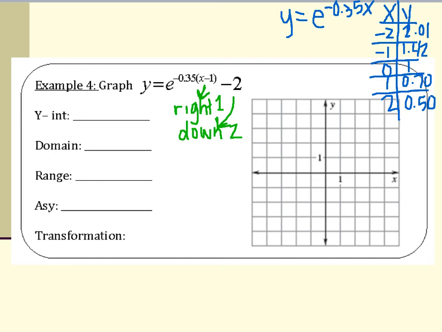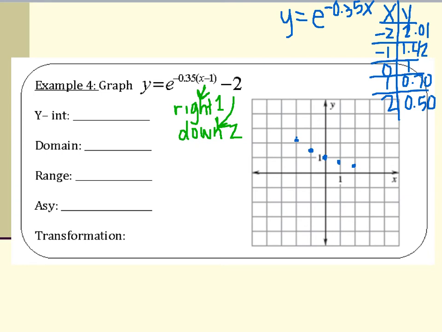So let's put these points right on our graph. -2, 2 and 1 hundredth, that's right. It'll be right here. -1, 1 and 42 hundredths would be right around here. 0, 1 is right here. 1 and 70 hundredths would be right about here. And then 2 and 50 hundredths would be right about there. So here's my graph.